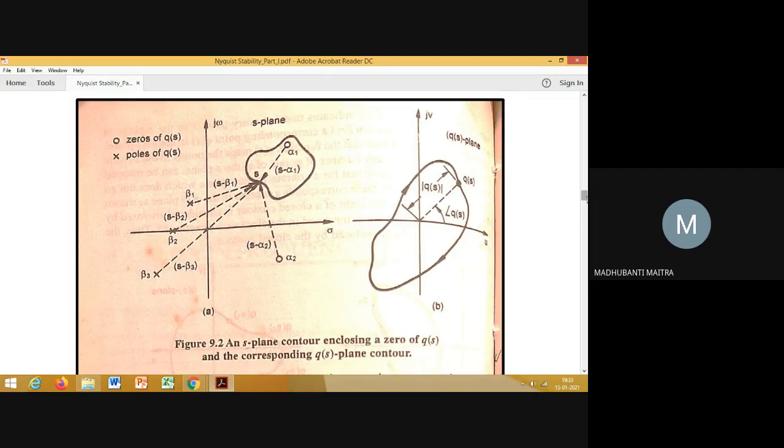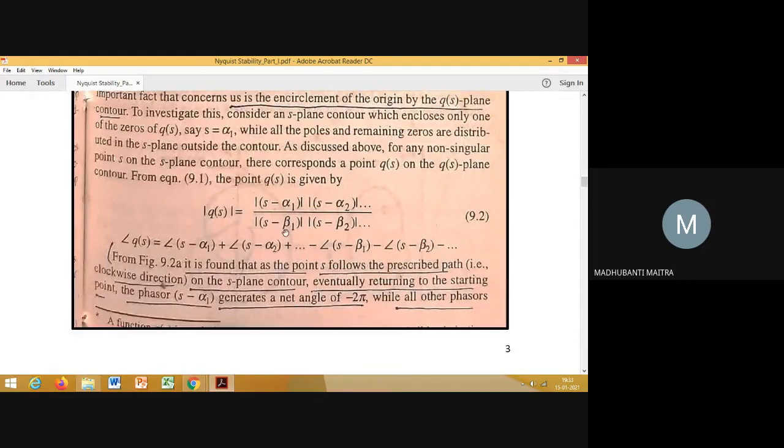But you see, from this expression, it's clear that the poles are lying in the denominator. Hence, the angle contribution of the poles will be negative. By default, the angle contributions of the poles are negative. So minus of minus 2 pi, suppose beta 1 is being enclosed by the S-plane contour. So we get delta angle QS, which is equal to minus of minus 2 pi, that is plus 2 pi.